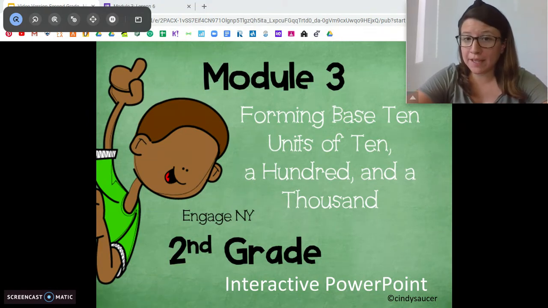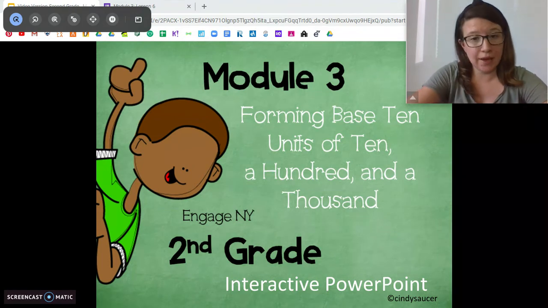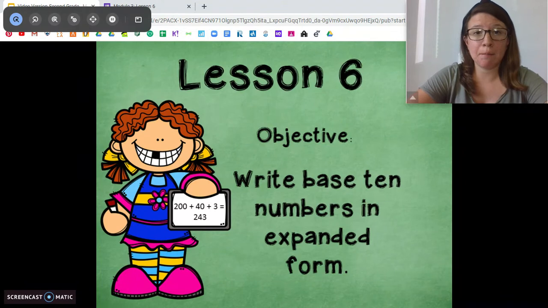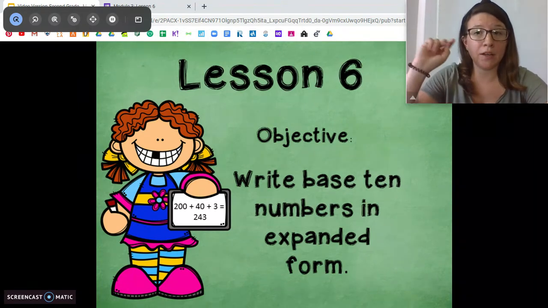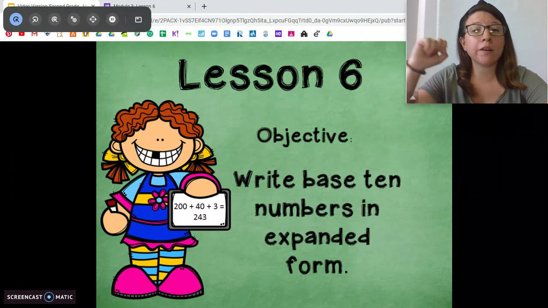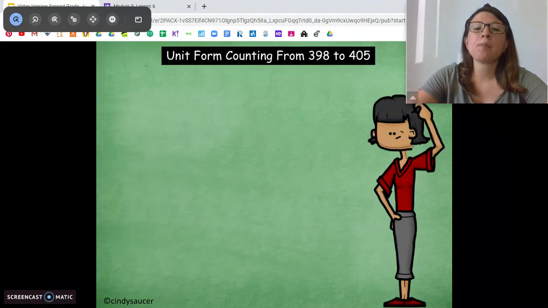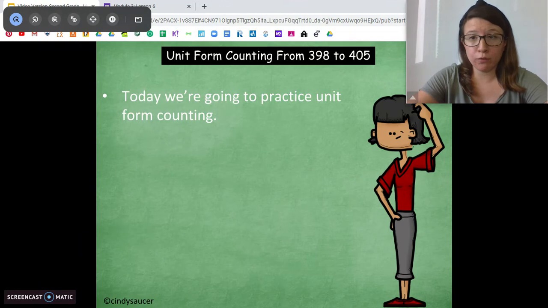Still working within our base 10 units of ones, tens, hundreds, and thousands. So yesterday you guys learned about writing numbers in unit form and word form. Today we're going to learn how to write numbers in expanded form. Before we do that though, I want to do a review of unit form counting.